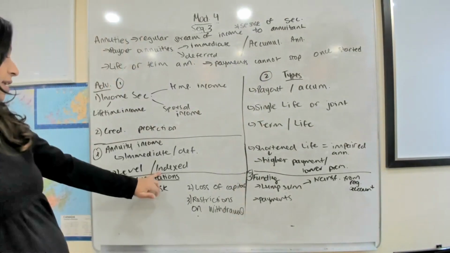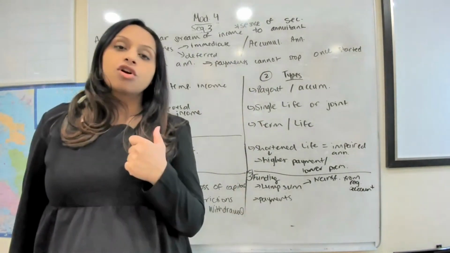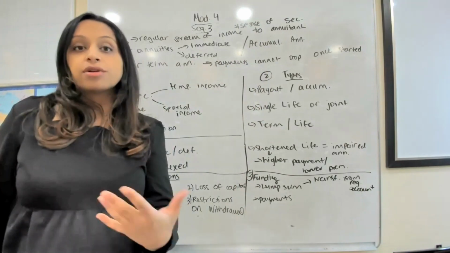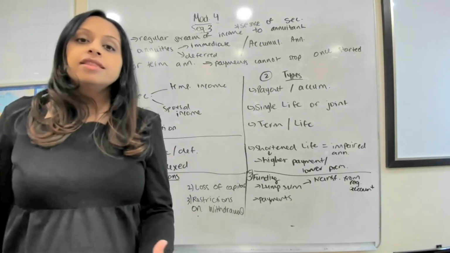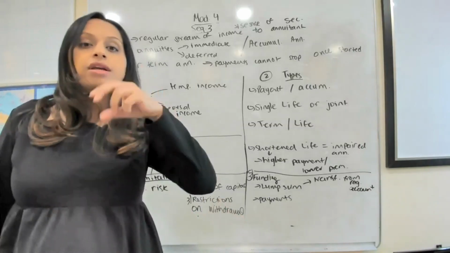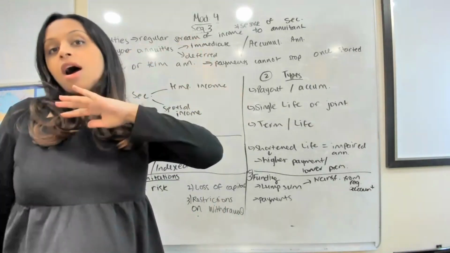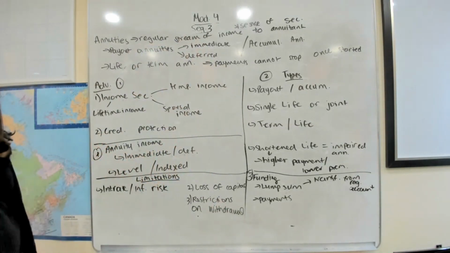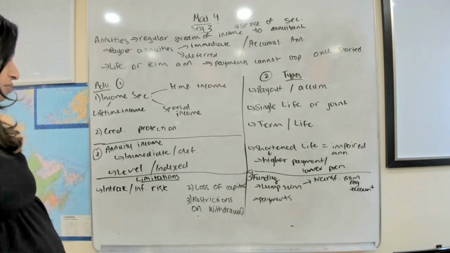Or it can be indexed. If somebody is worried about the purchasing power and inflation and all of that, they can index that annuity as well. So it's not always $1,800. It will increase by a certain percentage up to a cap, but it will increase, right? So you can play around with how you want that income to be received.